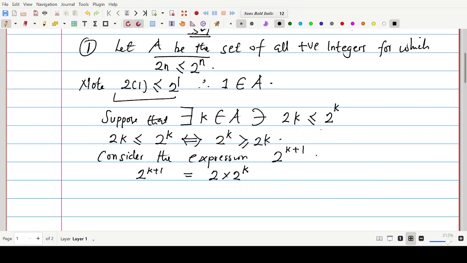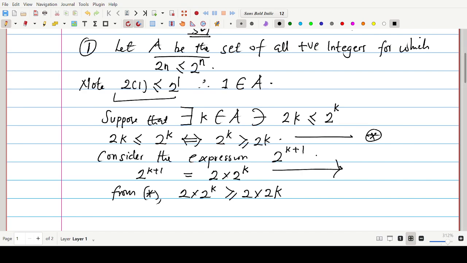Now, if I call this star, for example, multiplying both sides by 2 will give us, from star, 2 times 2 to the power k less than or equal to 2 times 2k. All right? Now, from this line, you can see that 2 times 2 to the power k is 2 to the power k plus 1. So I can replace and write 2 to the power k plus 1 in place of 2 times 2 to the power k. And that is bigger than or equal to 4k, all right?